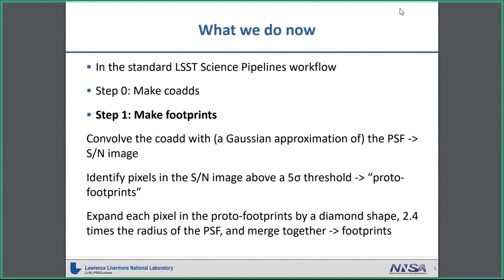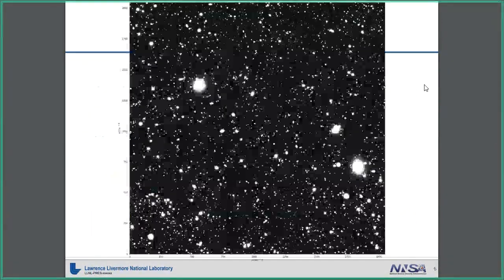So we're going to start by making footprints, which means that we convolve our coadd with a circular Gaussian approximation of the point spread function in that coadd to form a signal-to-noise image. In that signal-to-noise image, we identify pixels that are above a 5 sigma threshold to form what I call proto-footprints. We blob all those pixels together to form initial cores for our footprints, and then we expand those cores outward by taking each of those detected pixels and expanding them with a diamond shape that's 2.4 times the size of the PSF. We merge any of the results together to form our final set of footprints.